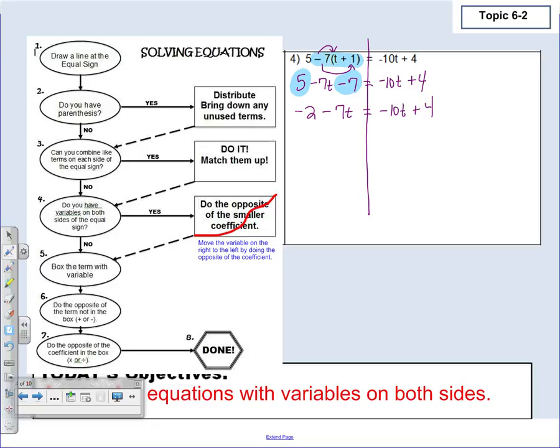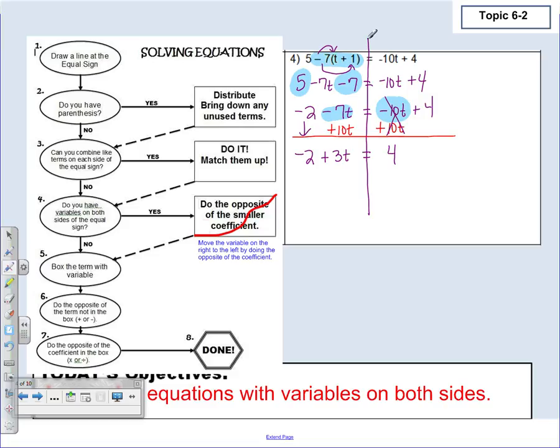Step 4, do we have variables on both sides? We have a negative 7t on the left and a negative 10t on the right. So we do have them on both sides. That means we need to move the variable that's on the right, that's the negative 10t, to the left by changing its sign. So plus 10t and plus 10t. Nothing happened with the negative 2. Negative 7 plus 10 is a positive 3, and the last name is t. Negative 10t plus positive 10t equals 0, and we're left with a positive 4.